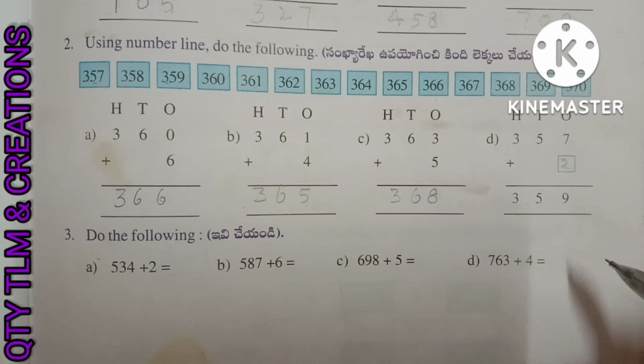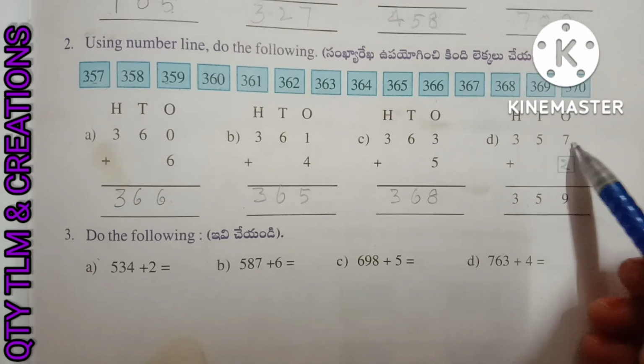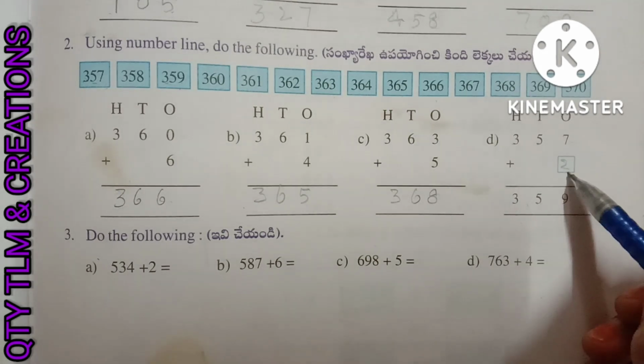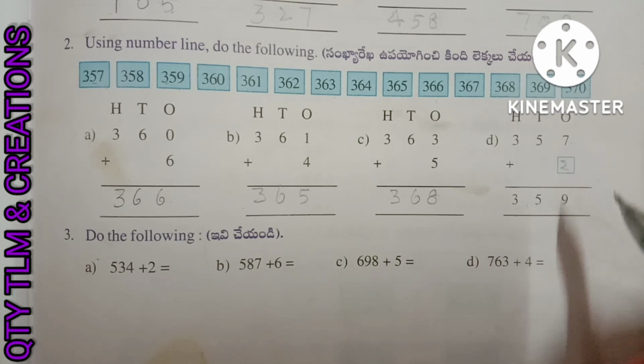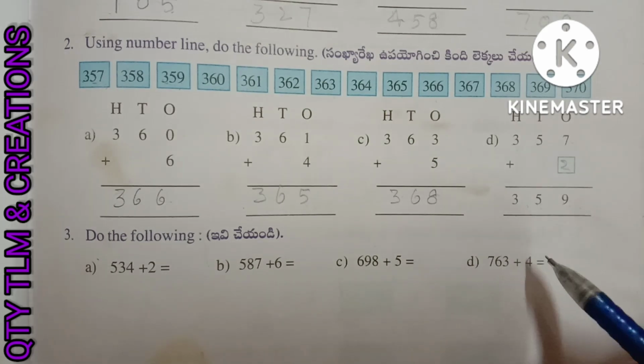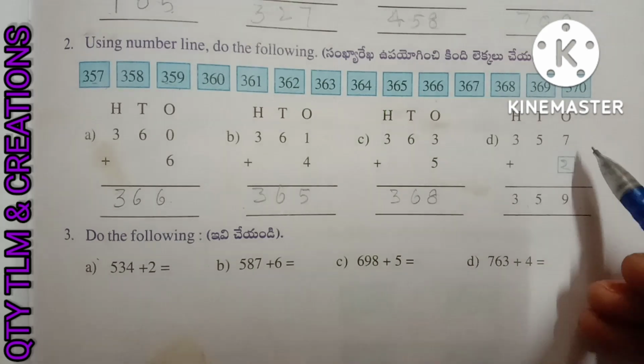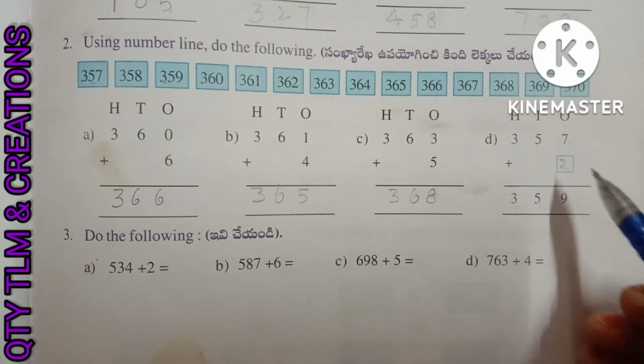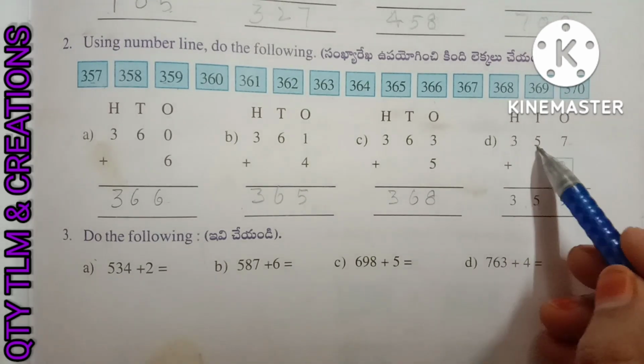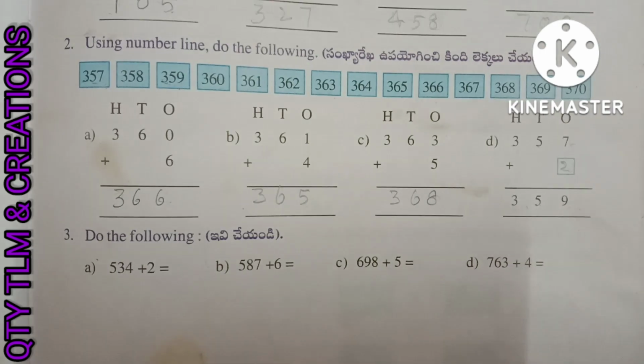We have to use another method also here. That is 359 minus 357. So we get number 2. So we have to write number 2 here also. We have to use another method also. Here we have to subtract 7 ones from 9 ones. We get 2 ones. So 357 plus 2 we get 359.